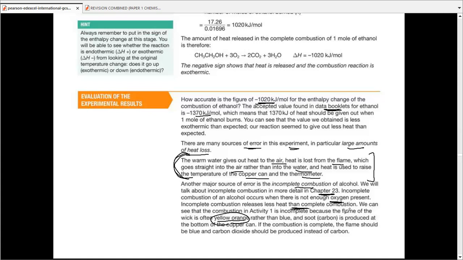Sometimes you can see the flame color is blue, right? So blue means that you have enough oxygen to burn it completely. Yellow means you don't have enough oxygen. And sometimes black particles are also produced at the bottom of the copper can. This means the combustion can be different for different experiments, and that can also be a source of error.